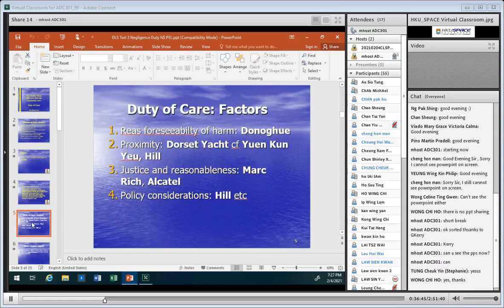I'm getting my mouse ready. So there you are, there are all the factors, just to remind you. What I've tried to do with this PowerPoint is sort of tack cases onto the various elements. Again, this is not an exact science, but obviously reasonable foreseeability of harm comes directly from Donoghue. Proximity, you could also argue, comes from Donoghue, but also Dorset Yacht. Remember, proximity was a factor. In the Yuen Kun Yeu and Hill cases, the result was that there was no duty of care. So that's why I've got Dorset Yacht contrasted with Yuen Kun Yeu and Hill: duty of care owed in Dorset Yacht, but not in the other two cases.